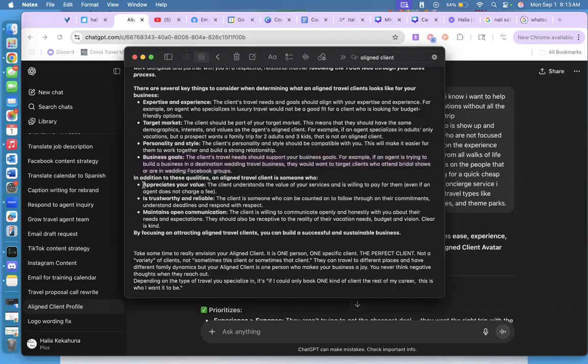You also want somebody who is going to appreciate your value. Okay. The client understands the value of your service and is willing to pay for it, even if you do not charge a fee, right?